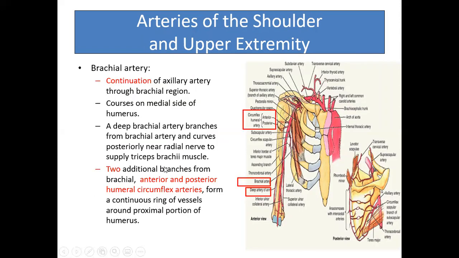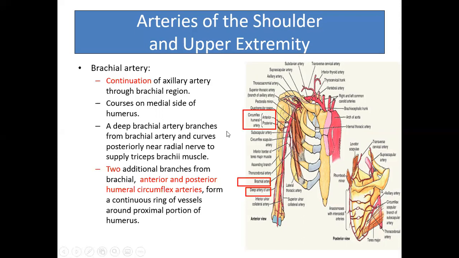Okay, the brachial artery. If you follow this artery, you can see here we have the subclavian artery, and then we have the axillary artery, and later this axillary artery will form the brachial artery. The brachial artery is a continuation of the axillary artery. It courses on the medial side of the humerus. You can see here, it courses on the medial side of the humerus. This is the humerus, the humeral bone.